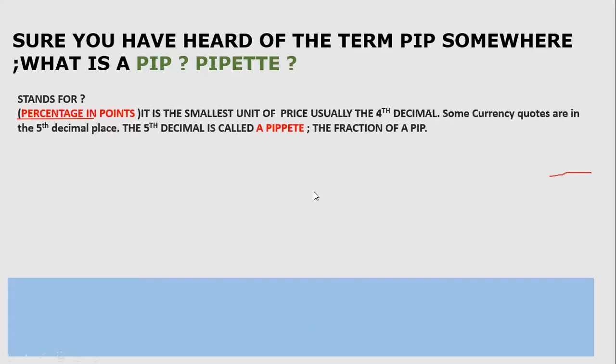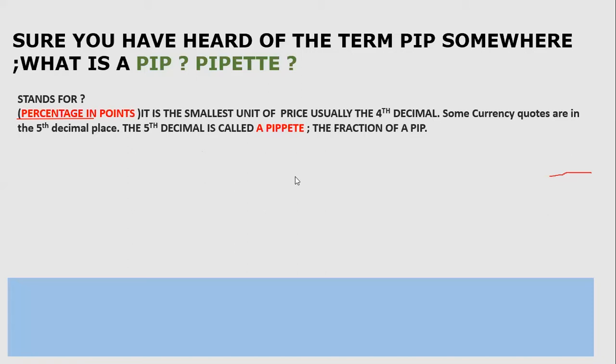So when we start trading, you hear a lot of pips and pipettes coming out of my mouth, and wherever you read about forex, you hear of a lot of pips and pipettes, right? Okay, Empress says she doesn't know what a pip is, so we'll take it back for Empress. So a pip stands for percentage in points. It is the smallest unit of price, usually the fourth decimal. Some currency codes are in the fifth decimal. The fifth decimal is called a pipette, the fraction of a pip.